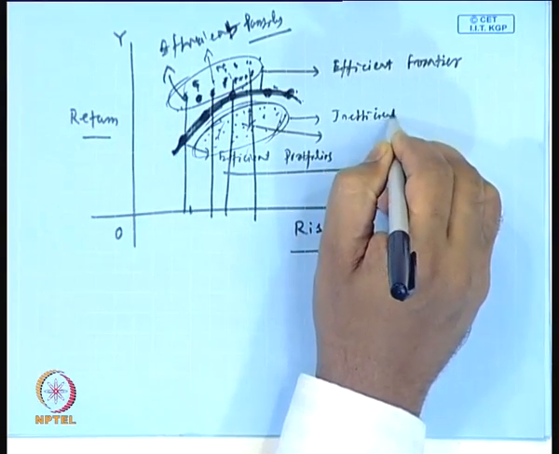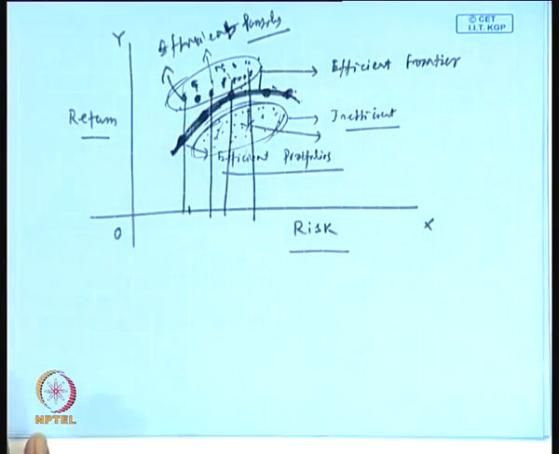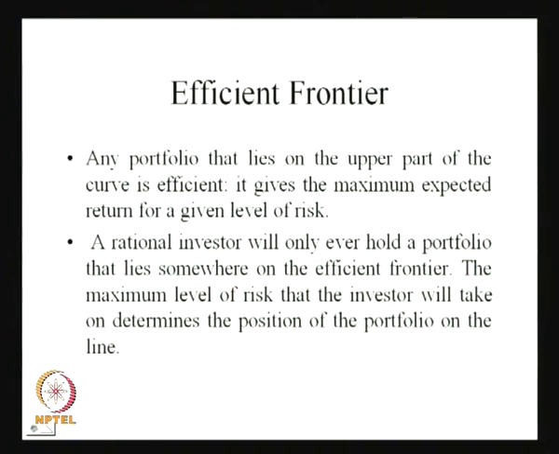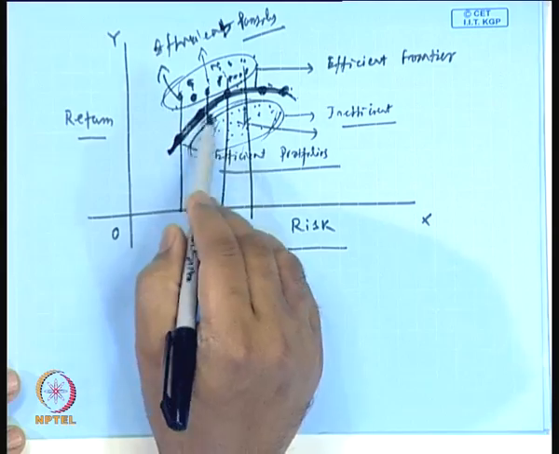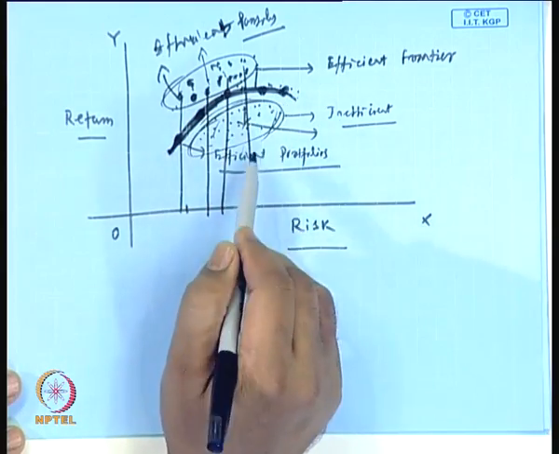These can be defined as the inefficient portfolios. So a rational investor will only ever hold a portfolio that lies somewhere on the efficient frontier. The maximum level of risk that the investor will take determines the position of the portfolio on the line. But the rational investor always tries to find a particular portfolio on the efficient frontier.